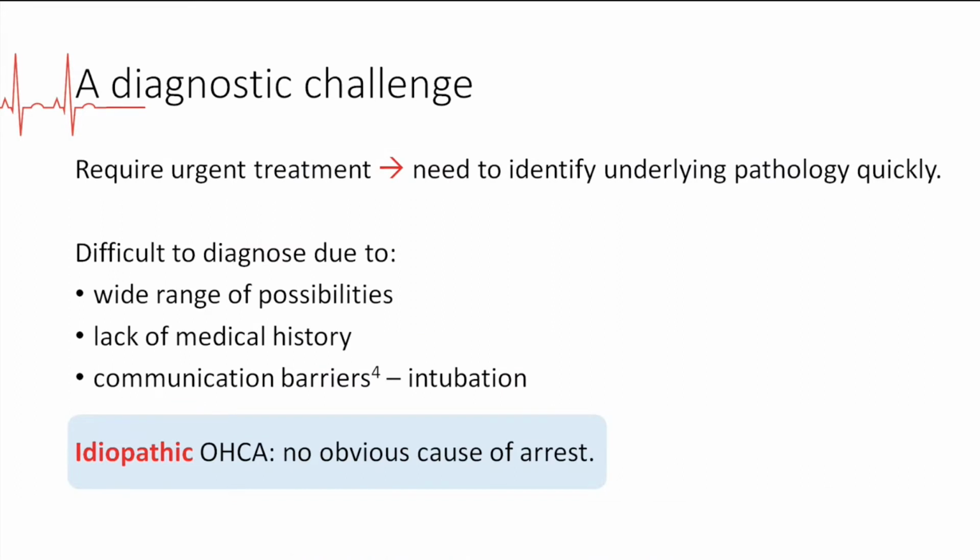So these patients need treated really quickly, so it's important to find out the underlying cause of their arrest as fast as possible. But this is really difficult to do sometimes because there's a wide range of underlying causes. Patient notes might not immediately be available, so you don't have a past medical history, and you obviously can't take a history from an intubated patient. So when there's no immediate obvious cause of arrest, we call that idiopathic out-of-hospital cardiac arrest. And that was the patient population that we were looking at.